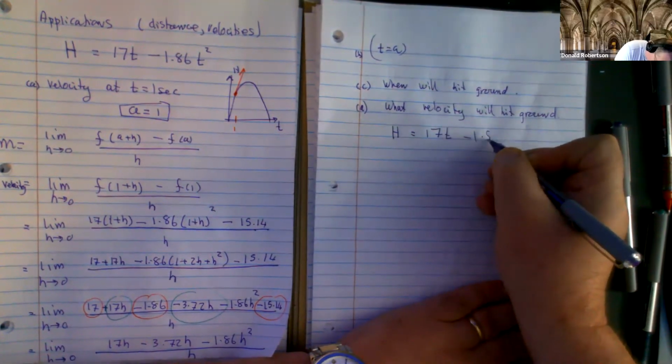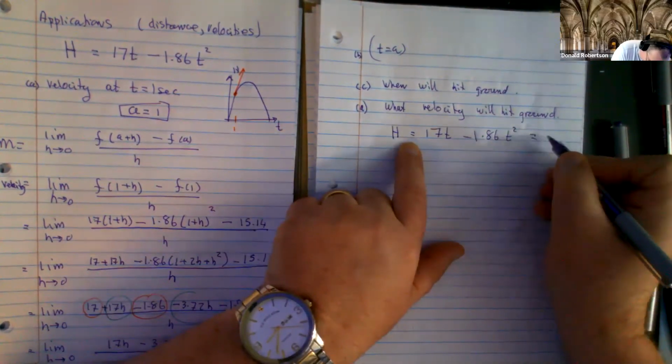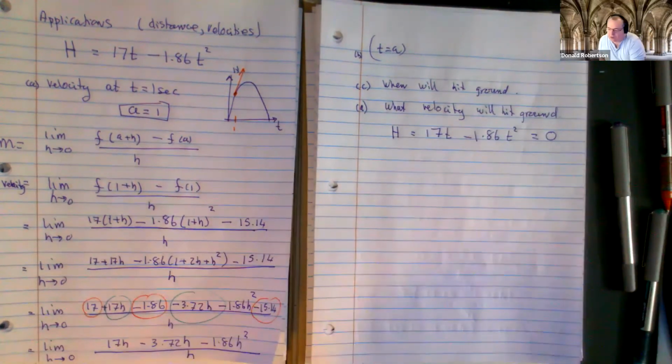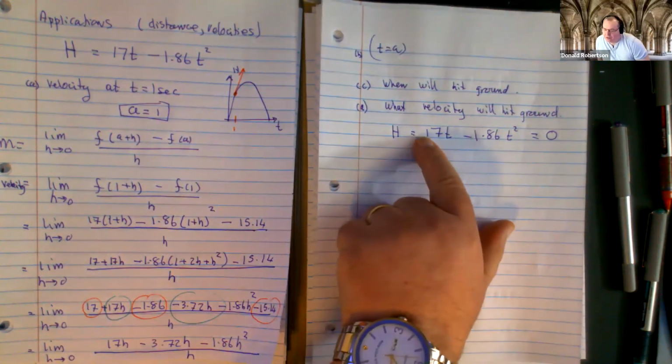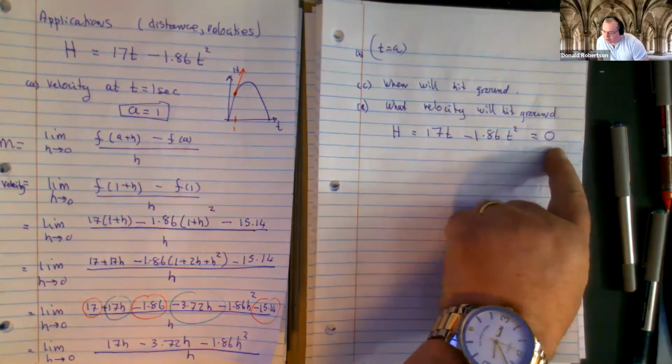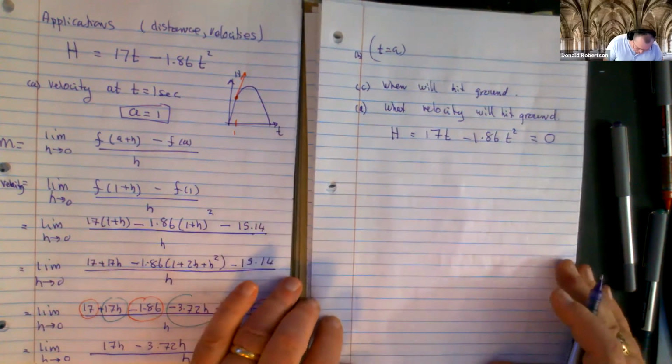So we are going to have to solve, when is its height 0? Isn't 0 hitting the ground? So we need to solve when this equals 0. Now, don't make life hard for yourself. Always try and think of easy ways of doing something.